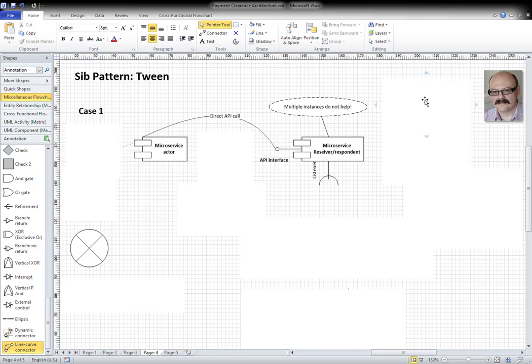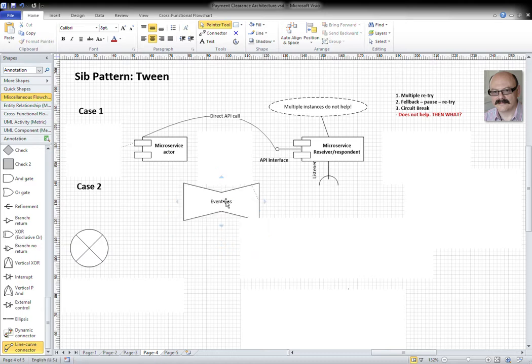So what can help us is probably a few existing patterns. For example, multiple tries: the microservice actor may try multiple times to connect to the microservice respondent, or fallback, pause and try another pattern, or even circuit break. But what if none of them helps us to establish communication and get the proper result from the microservice respondent? What to do next? We can look at a different way of communication based on the event bus.